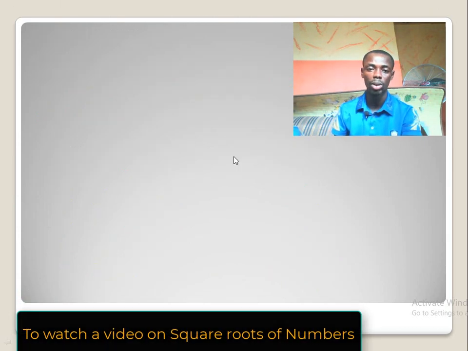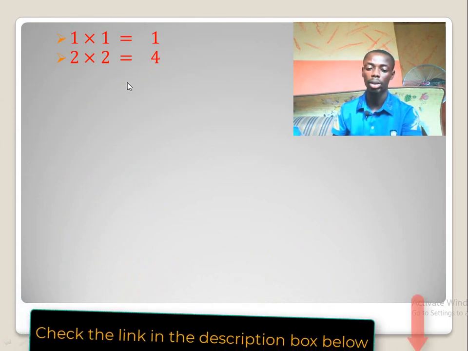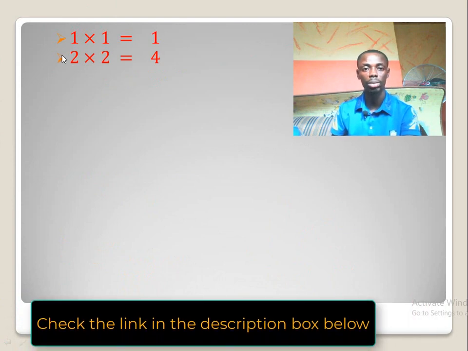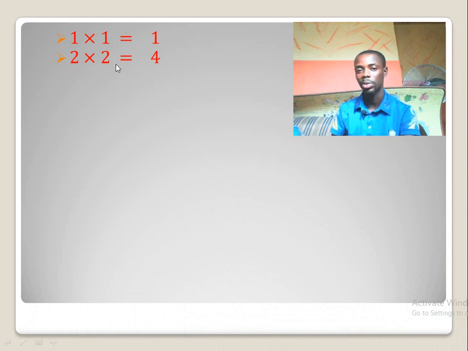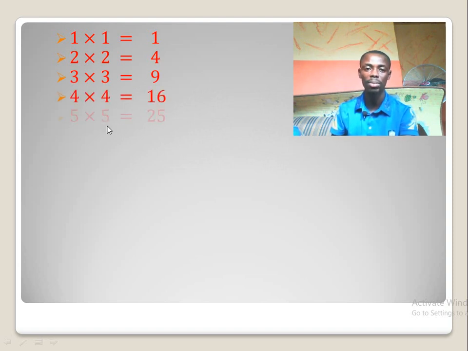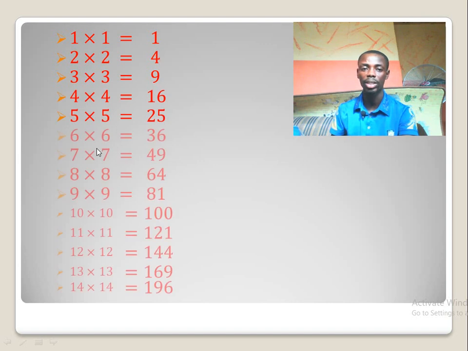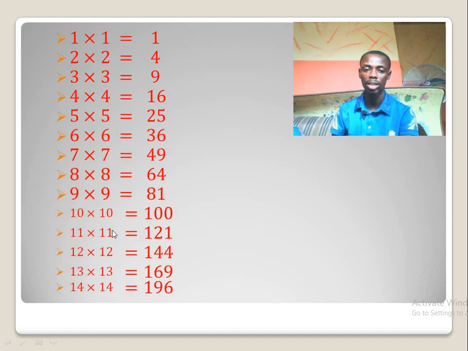Okay, we'll continue by taking a closer look at perfect squares of numbers. So when you multiply 1 by 1, you have 1. When you multiply 2 by 2, you have 4. Just like I said in the previous page, 3 by 3, you have 9. And 4 by 4, you have 16. 5 by 5, 25. 6 by 6, 36.